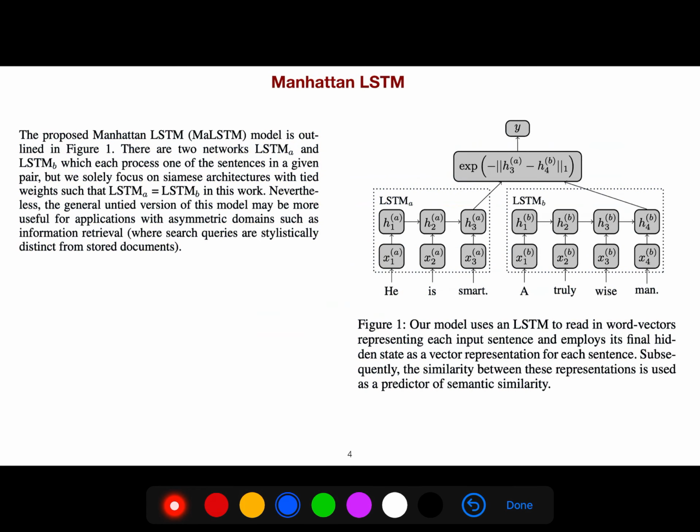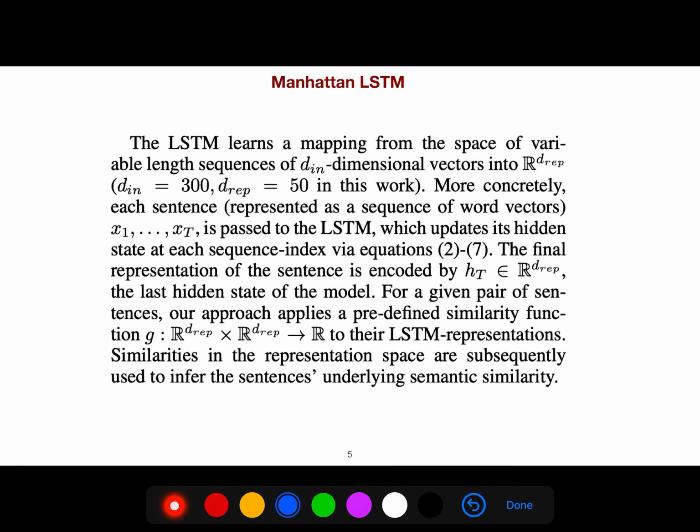So we just use this Manhattan LSTM that you see here: one LSTM for one sentence and another for the other sentence, and you see the measure of similarity. They use Manhattan distance, and the LSTM learns the mapping from the space of variable length sequences into an R^d representation. So from 300 dimensions we go to 50, and the final representation is encoded by h_d.